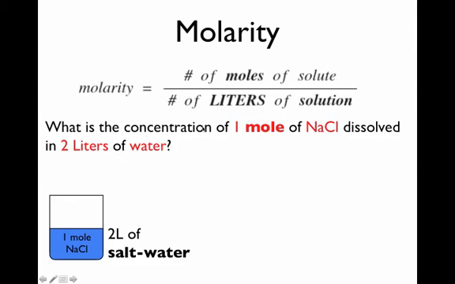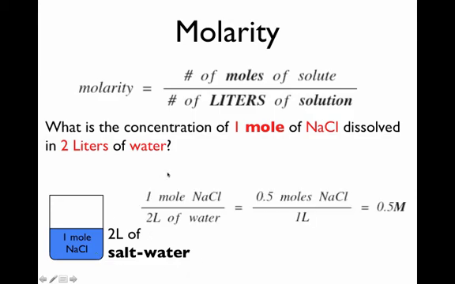And so basically we need to use this formula up here. Do we know the number of moles of solute? Yes, we do. It's 1 mole of table salt. Do we know the number of liters of the entire mixture? Yes, we do as well. It's 2 liters. So in the end, this is a pretty simple problem.